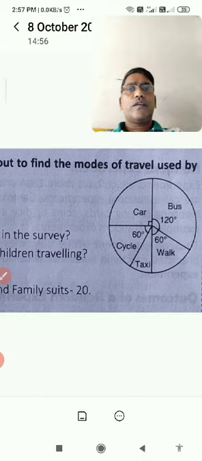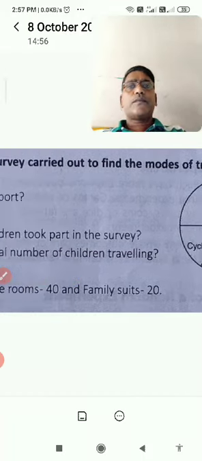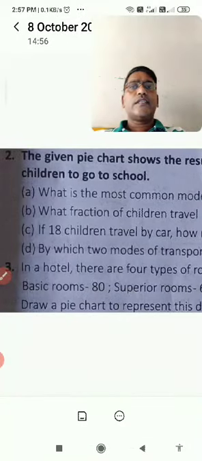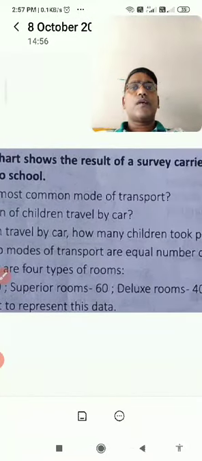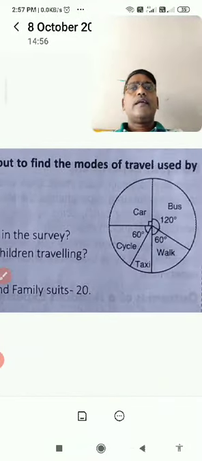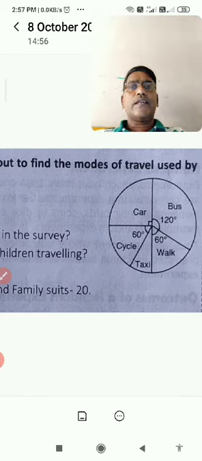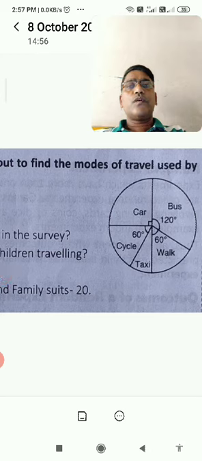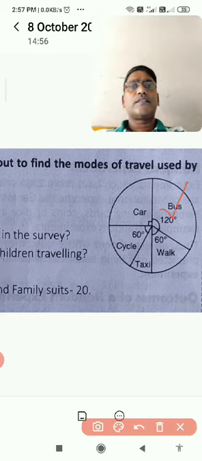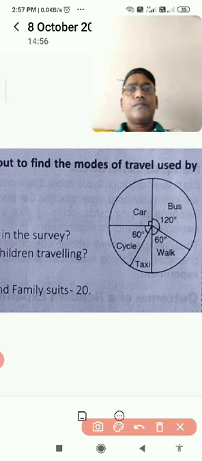Now I will explain how to give the answers. Just see this first question: what is the most common mode of transport? Here there are 1, 2, 3, 4, 5 types of transport. If you observe the maximum angle, it is bus, 120 degrees. So we can give the direct answer: bus, 120 degrees. And see question number 2. I will show the answers also later.